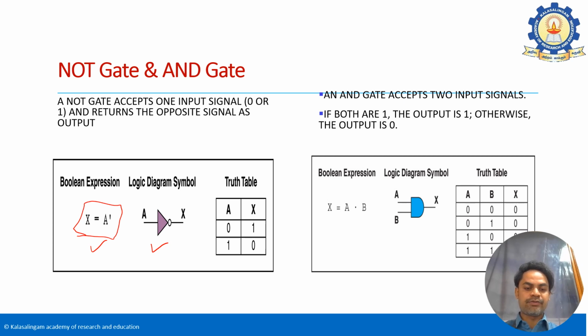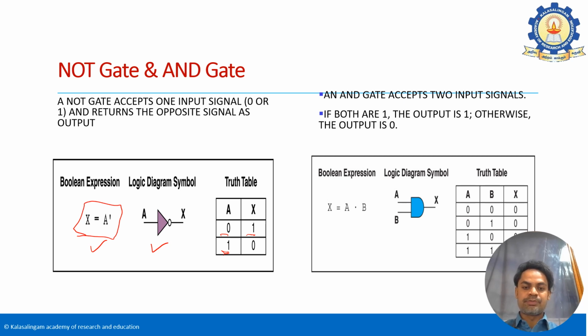And the inverter, as you are aware: you give the input and a complement of that is available at the output. You give 0, you get 1, you give 1, you get 0. So it is represented by this symbol over here, and this is A complement, where A is the input, and the complement of that input is the output over here.